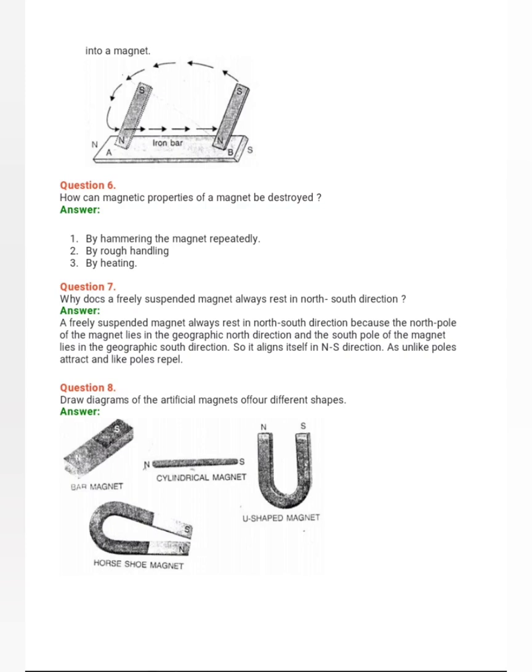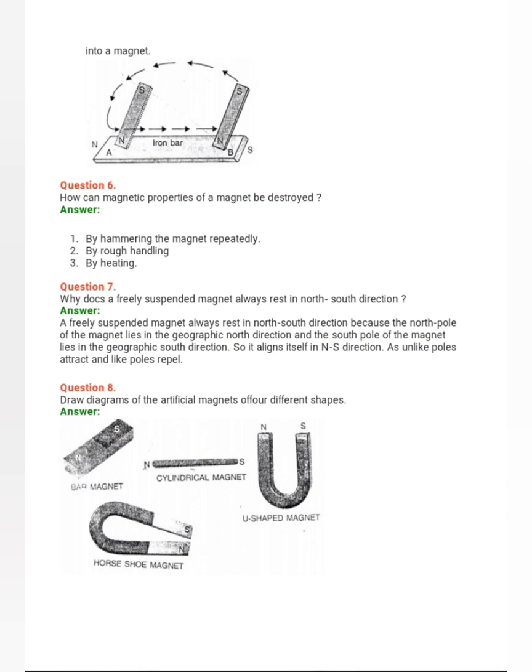Question 8. Draw diagrams of the artificial magnets of different shapes. So this is the answer. There are different shapes of the magnets. One is bar magnet, cylindrical magnet, horseshoe magnet, and U-shaped magnet. And you have to draw the directions and make a note. You have to write the directions north and south along with it.